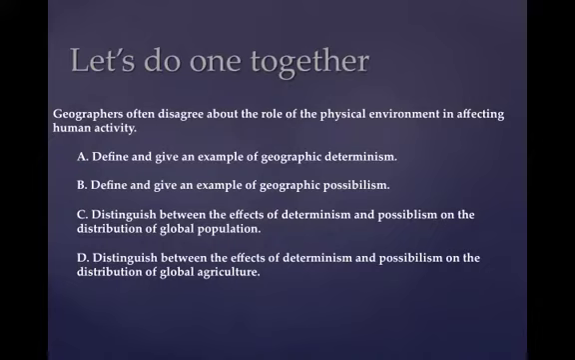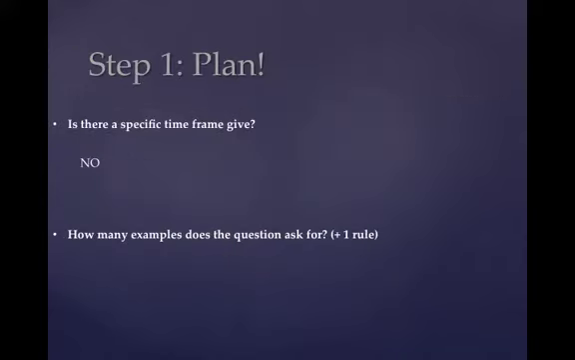Okay, let's go back to our question. All right, here's our question, and here's our examples, remembering that while it says 0 for part C and D, that's because it is implied, okay? The implication is there. So really we're looking at 4 examples minimum for this particular FRQ.